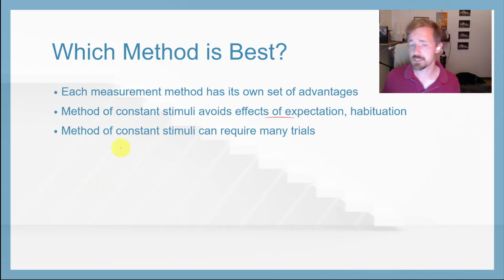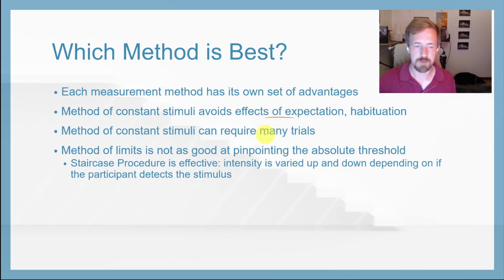The method of constant stimuli, having it random, can be good, but it can require a lot of trials. So even though it does avoid expectation, it means that you have to spend a lot of time doing it. The method of limits is okay, but it's not quite as good at getting the absolute threshold because it has that kind of expectation effect. And so when people do this, they usually use the staircase method. We'll look more at that in one of the research articles that we read this semester.